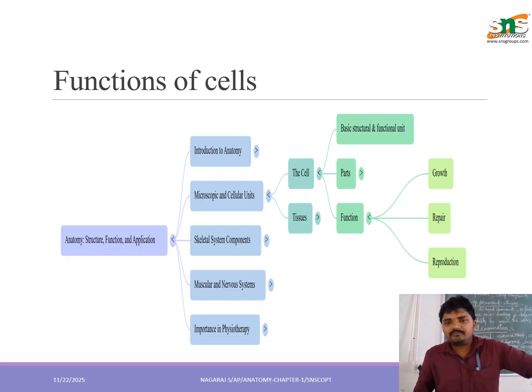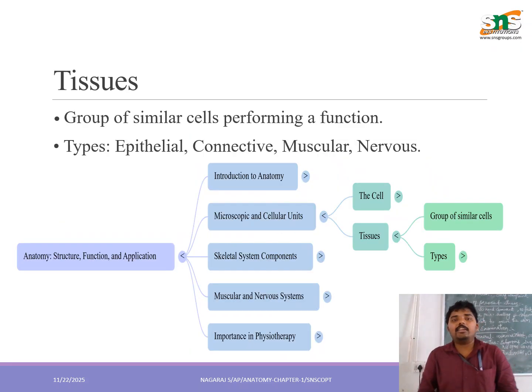Okay. Then the parts of the cell: mainly structural and functional units, the parts and functions. The functions are divided into three: growth, repair, and reproduction. Then tissues. A tissue is a group of similar cells performing a function. The types are epithelial tissue, connective tissue, muscular tissue, and nervous tissue. These are the types of tissues.